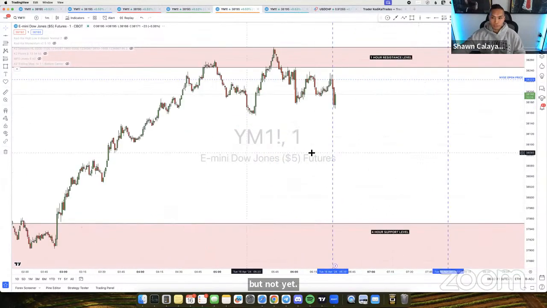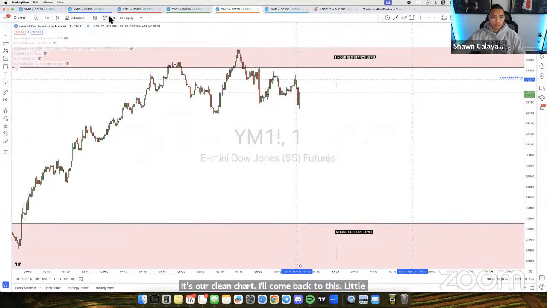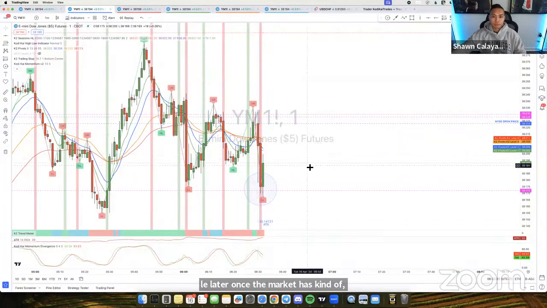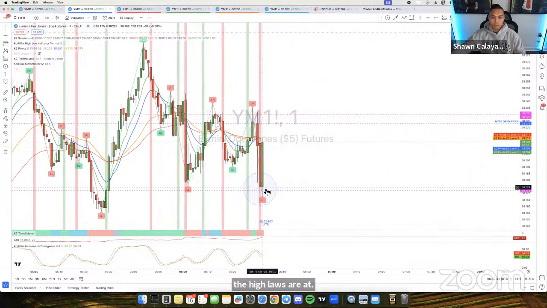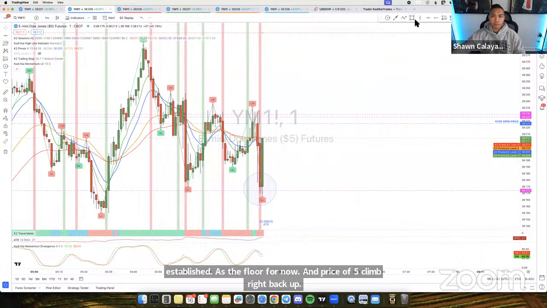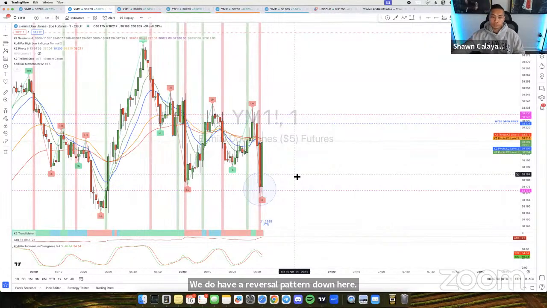Here's our clean chart. I'll come back to this a little later once the market has kind of established where the highs and lows are at. Looks like this might be where the lower low is going to be established as the floor for now. And price will probably climb right back up. We do have a reversal pattern down here. Looks like we might be shifting to a bullish move.